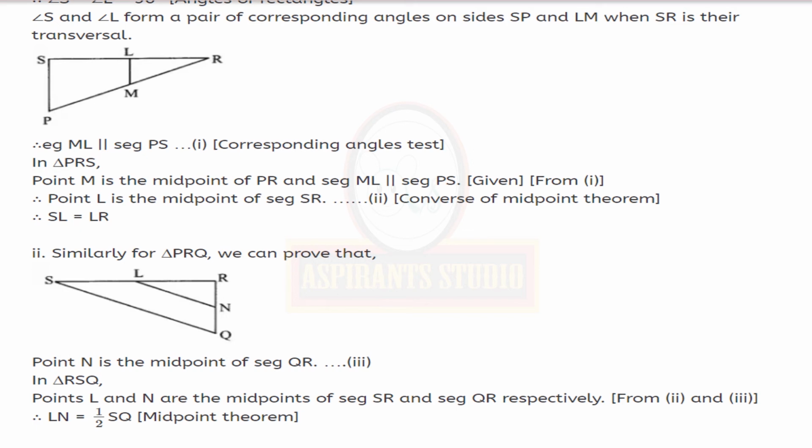In triangle RSQ, points L and N are midpoints of segment SR and segment QR respectively. That is from equations 2 and 3. Equation 2 tells point L is the midpoint of segment SR and equation 3 tells point N is the midpoint of segment QR. So we have two midpoints now, L and N. So we can apply the midpoint theorem for this triangle and say that the line segment joining the midpoints, that is LN, is equal to half of the third side, that is SQ here.